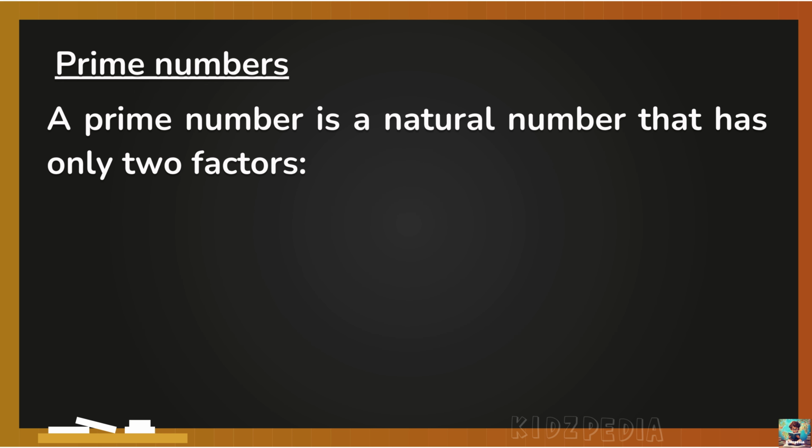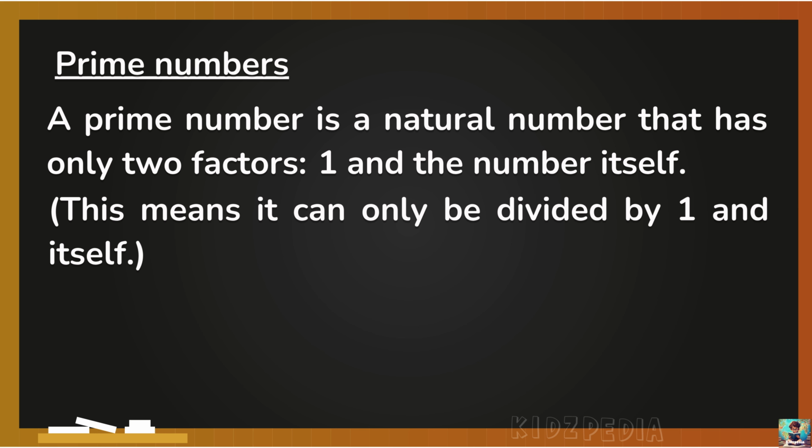So, a prime number is a natural number that has only two factors, 1 and the number itself. This means it can only be divided evenly by 1 and itself.